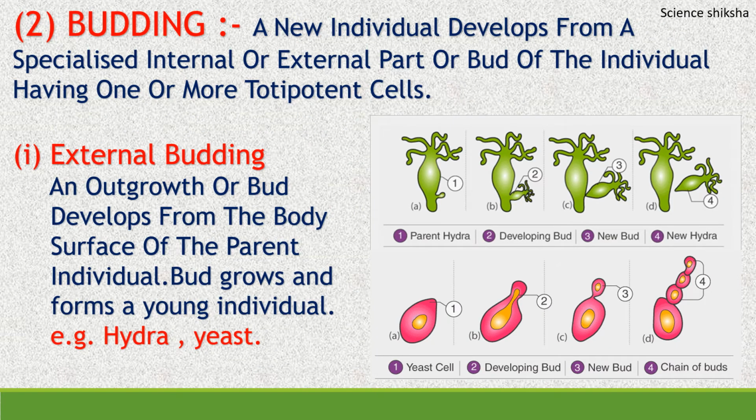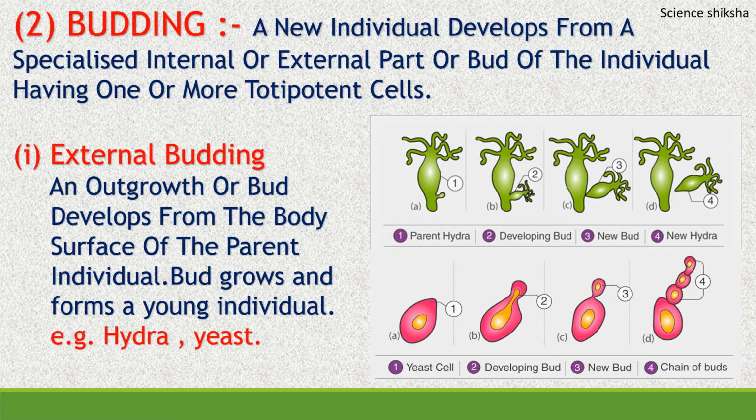Next type of asexual reproduction is budding. In this mode of asexual reproduction, a new individual develops from a specialized internal or external part or bud of the individual having one or more totipotent cells. Totipotent cells are those cells which have a tendency to form a new organism.